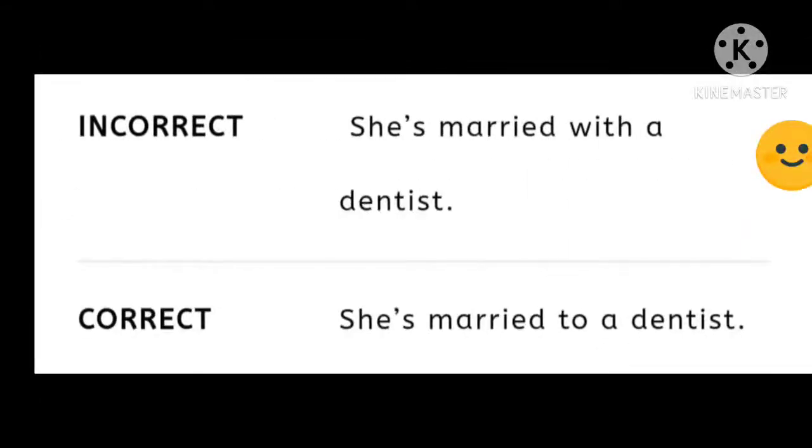Okay. She is married with a dentist. So the verb married usually goes with to, not with. She is married with a dentist is not the correct way. She is married to a dentist. This is a very, very important model. Married to. She is married to a doctor. She is married to an engineer.